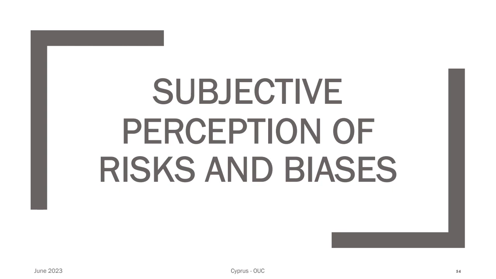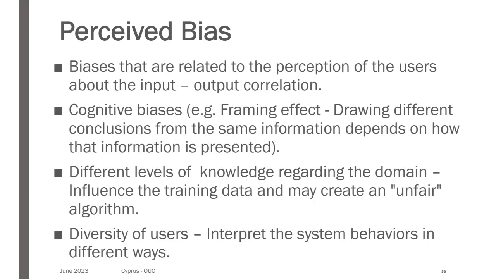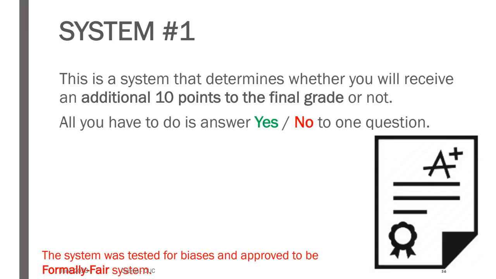And we are talking about subjective perception of the system, subjective perceptions of risks and biases. And it's very simple. Perceived bias is simply the difference or the inconsistency between the input and the output. It may be a result of a cognitive bias, a framing effect, the way that the information is presented. It may be something that has to do with the knowledge of the user about the domain, about the system, about the way it is activated. Simply diversity of the users. There is a great diversity with different opinions, different backgrounds, different knowledge, different beliefs. We are different, so we perceive things differently. And users' perception is something that we need to deal with.